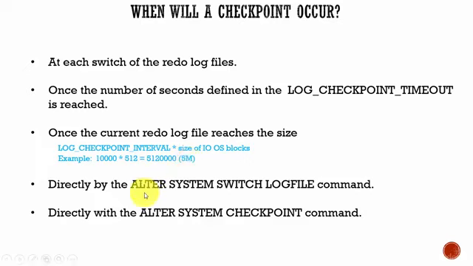And the fourth one is whenever the Oracle database administrator manually switches the log file from one to another using the alter system switch logfile command, then the checkpoint will occur. And the fifth one is whenever the database administrator issues the command alter system checkpoint, then the checkpoint will occur.